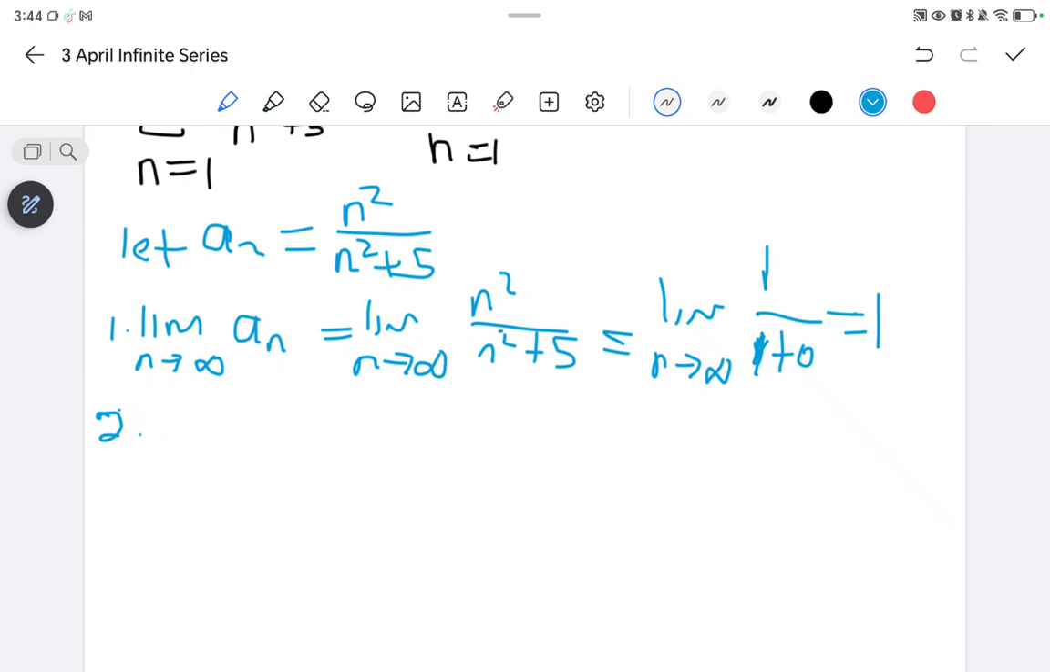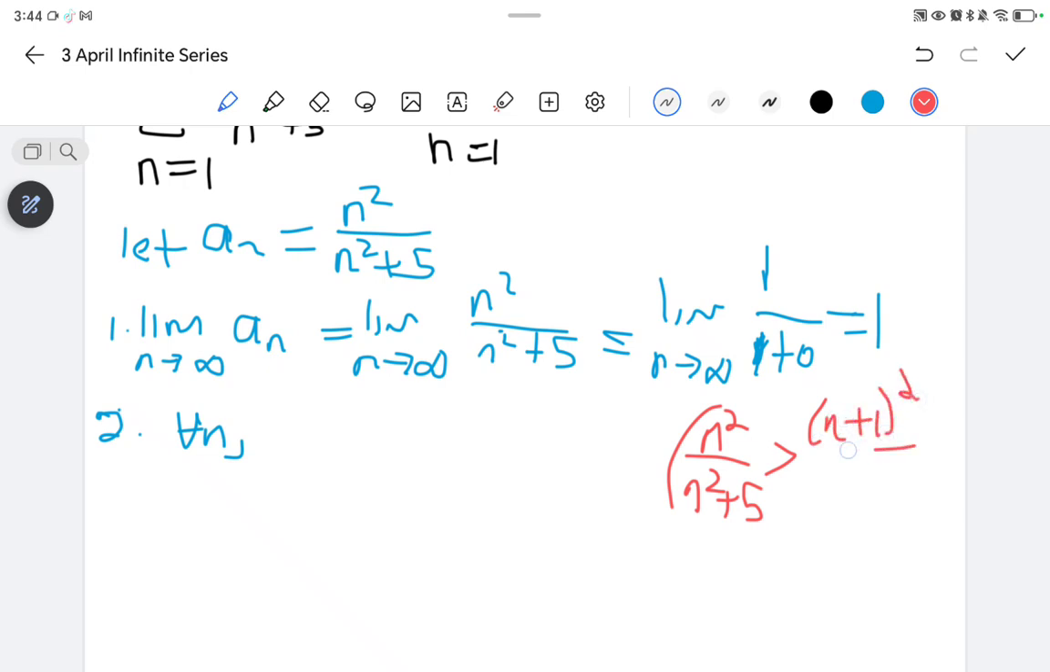Now we must check whether this a of n is decreasing or not. For us to check if a of n is decreasing, we're going to say for all n. Now let's write our a of n here. I always write this so I can know where I'm going. I know that a of n is n squared over n squared plus 5. I must show that this is greater than n plus 1 squared over n plus 1 squared plus 5. I must show this.